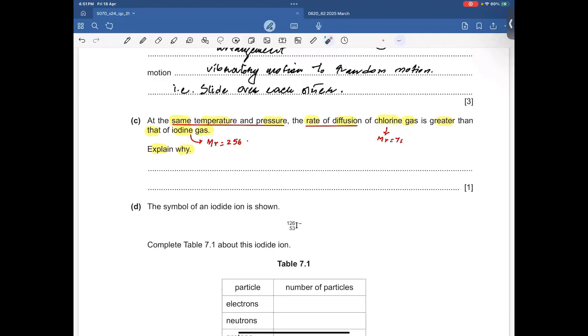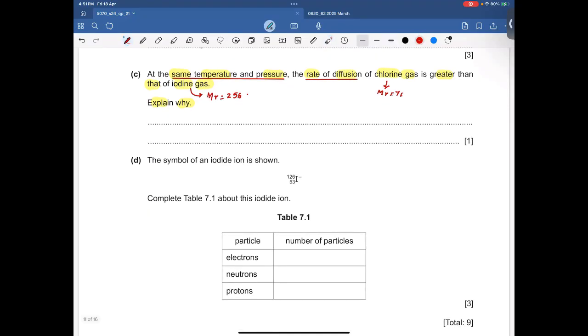Okay. So simply, we can write: chlorine has a smaller molecular mass than iodine. So it will move faster.